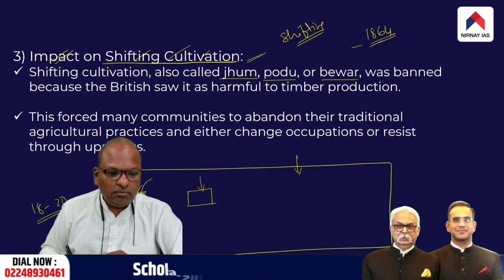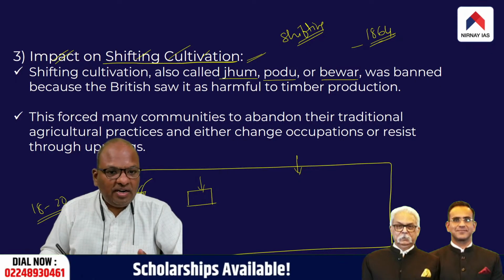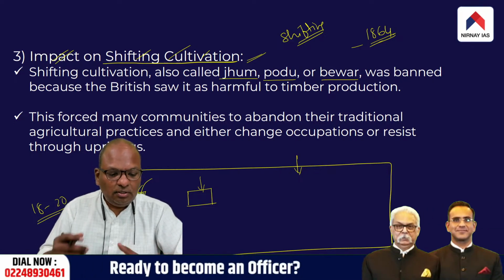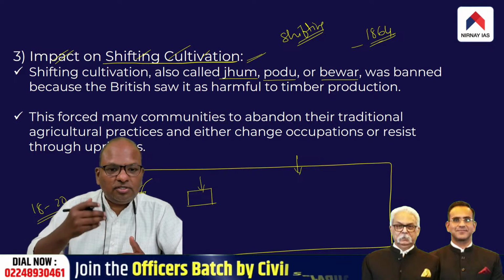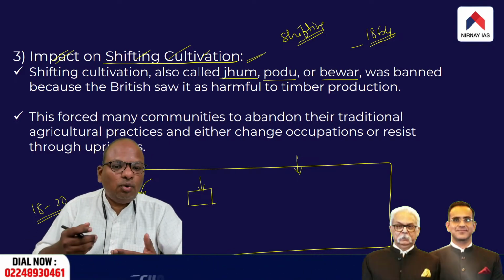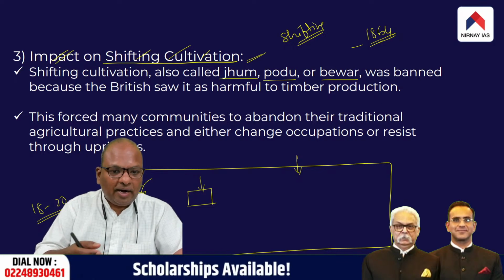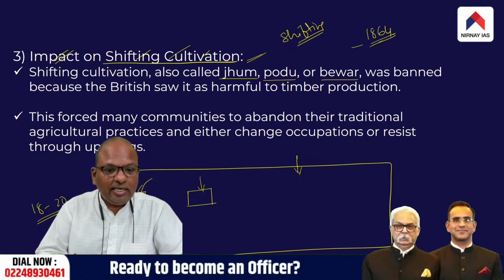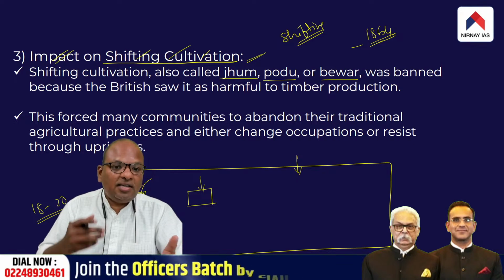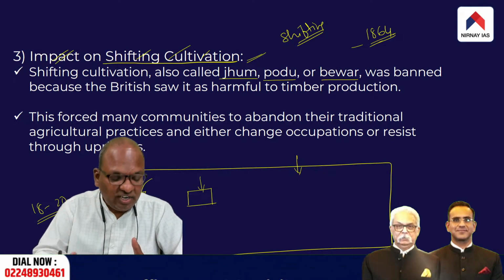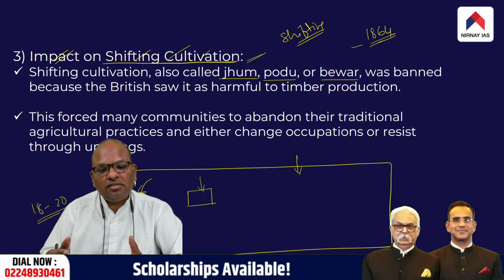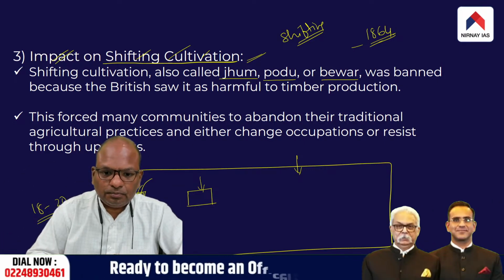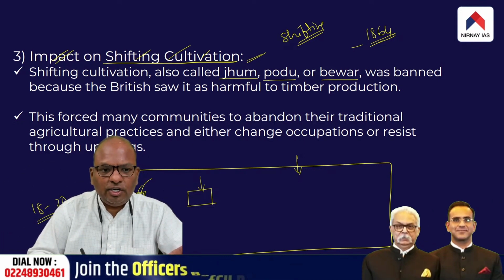So what was the outcome? People of the tribal regions were depending on shifting cultivation for their livelihood. But once the British banned shifting cultivation and began enforcing this rule very strictly, people began to abandon their traditional agricultural practice. At times, people began changing their profession, but at times, because the ban was enforced quite strictly, in some forested regions we also see tribal uprisings, that is, people revolting against the British. This also was seen during the British times.